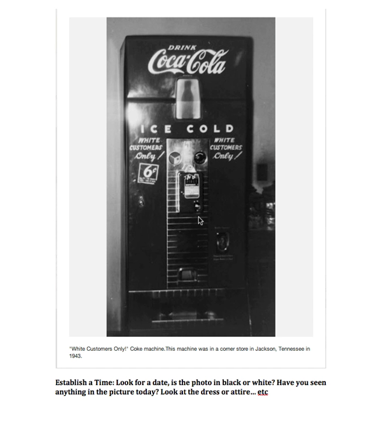Let's take a look at this one right here. This is a Coca-Cola machine, and it's dated 1943 in Jackson, Tennessee. And the caption is "White customers only, Coke machine." This machine was in a corner store in Jackson, Tennessee in 1943. So we have a time.